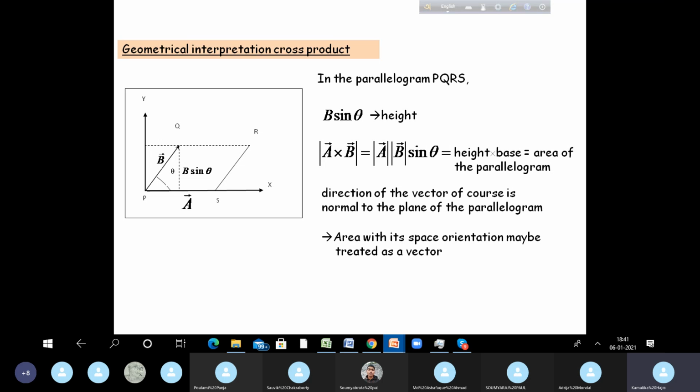Okay, if not, then I'll move to the next slide. Has everybody understood why we can assign an area with a vector? Yes?